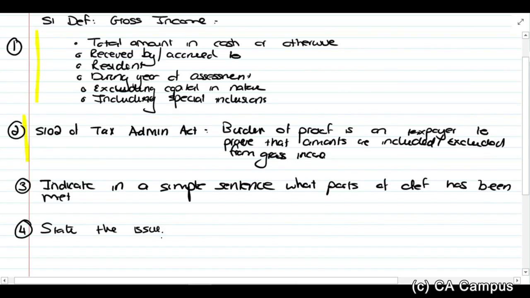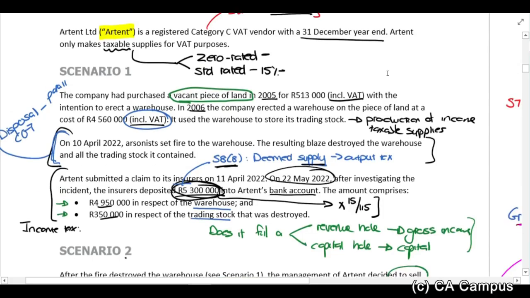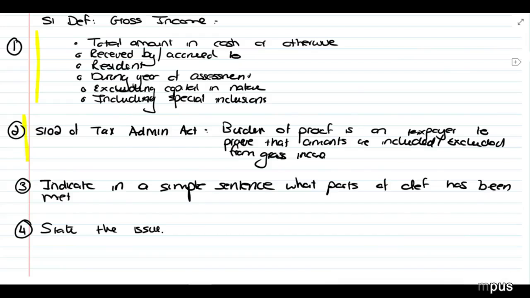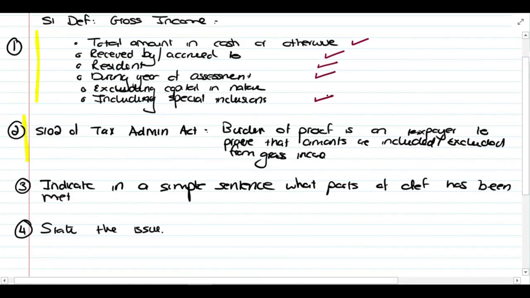Okay, so let me explain. If I go back to our question here. Okay, so let's look at scenario 1. So scenario 1, there was a piece of land that was purchased. We built a warehouse. Then there was a fire that broke out, and you received this 5.3 million rands. Okay, so let's think about what has been met so far on the gross income definition. We've received an amount in cash. We're a resident. It was during the year of assessment. It's not a special inclusion. So can you see, those we know for a fact. The issue here, what we have to discuss, is whether or not it's capital in nature.